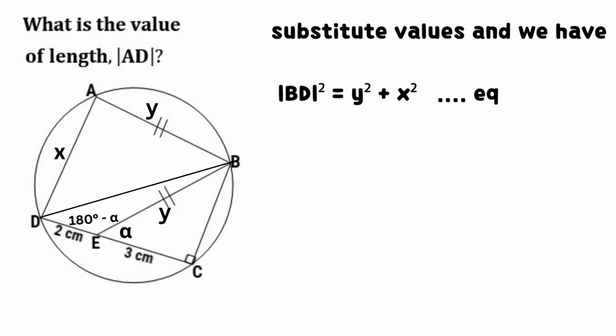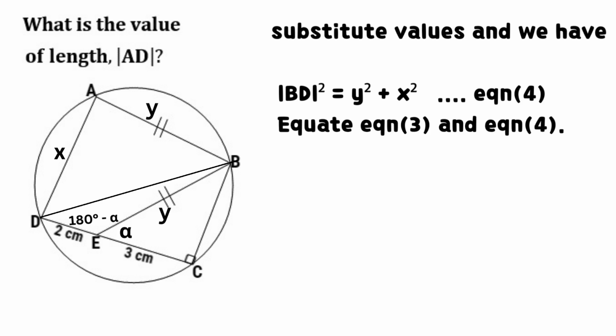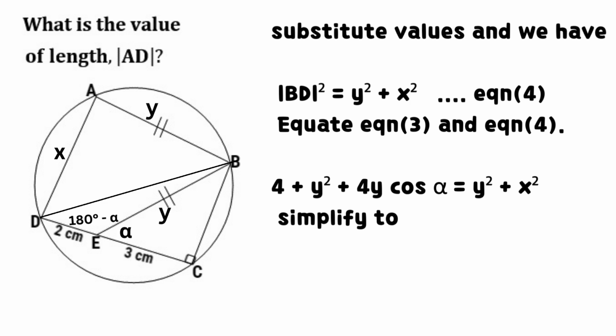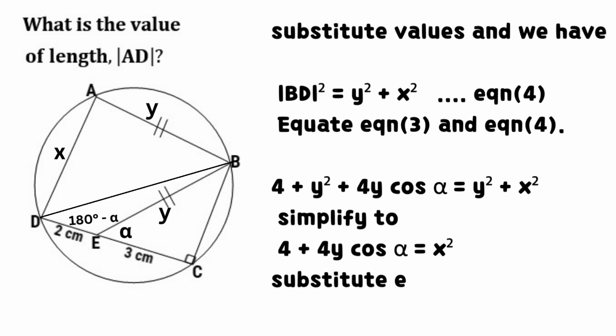Substitute values and we have that the square of line BD equals the sum of the square of line y and the square of line x. We call it equation 4. Equate equation 3 and equation 4. Simplify to have the sum of 4 and the product of 4y and cosine alpha equals the square of x. Substitute equation 1 into the above equation.